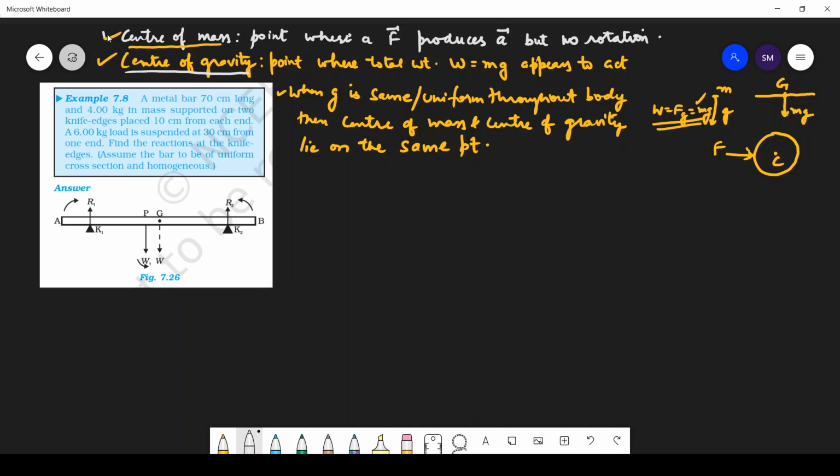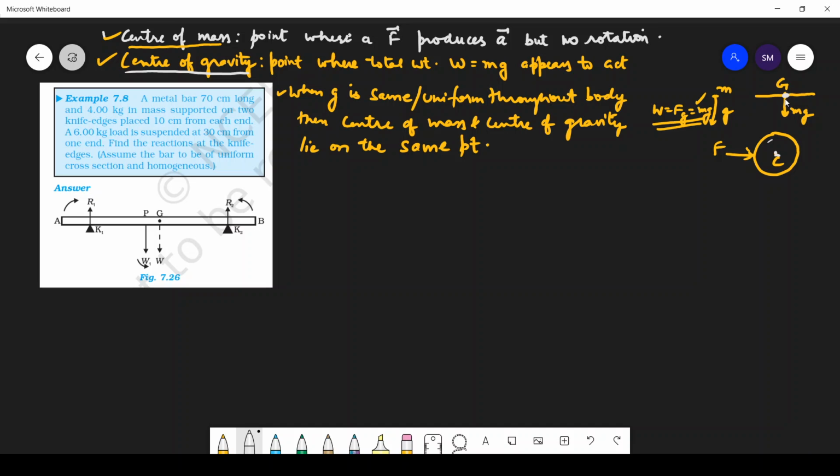So center of mass may lie or may not lie, and center of gravity also may lie or may not lie on the body. Suppose this is a hollow sphere, so its center lies over here by symmetry. But it is hollow from inside, so it is not lying anywhere on the body. What is center of gravity? Center of gravity is a point where total weight of the body appears to act.